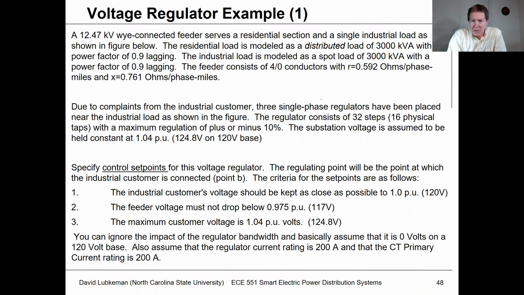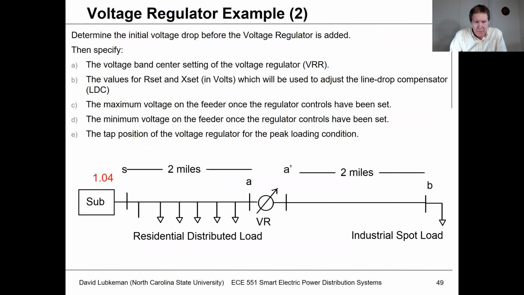Okay, so let's take a look at an example of setting up a voltage line regulator. We have a scenario right now where we have a 12.47 kV circuit. Just to show you what this would look like, let's jump to this next slide.